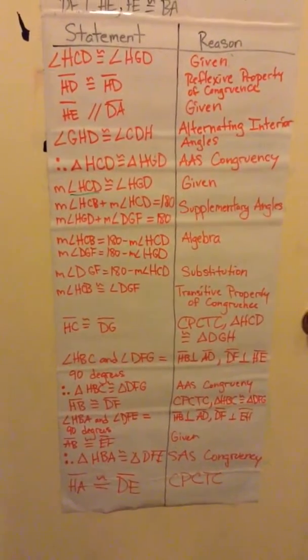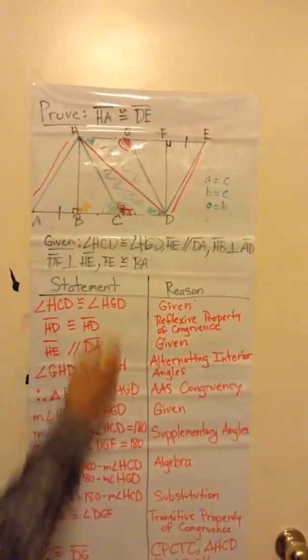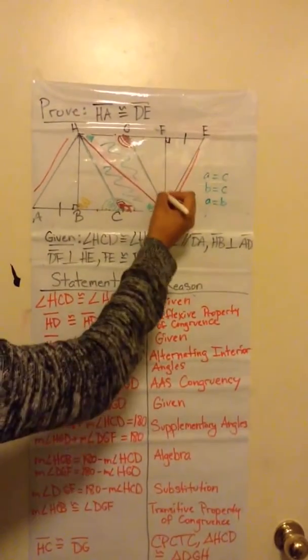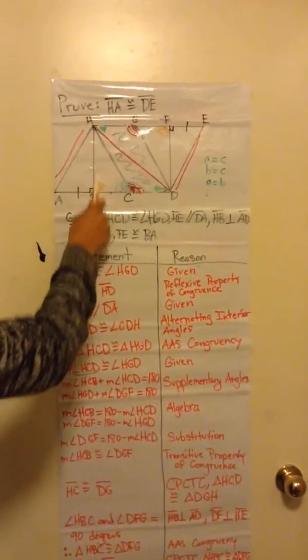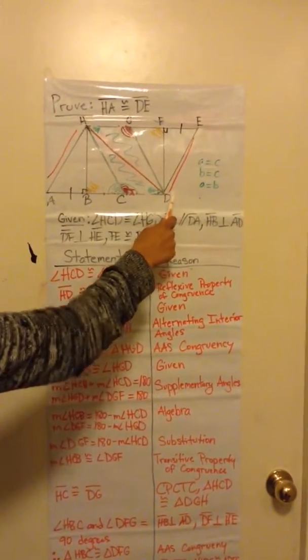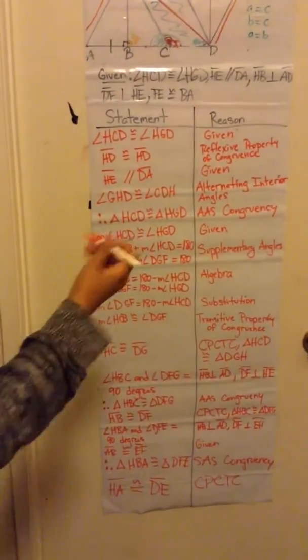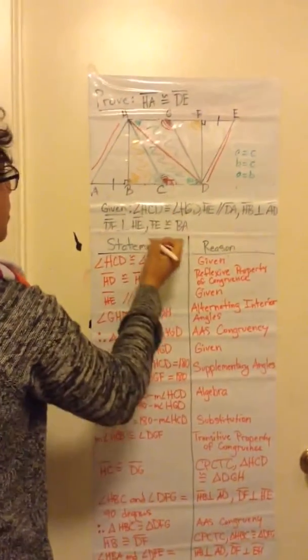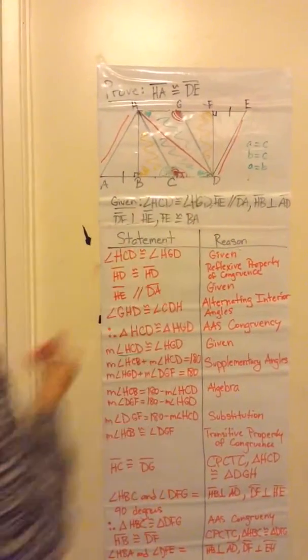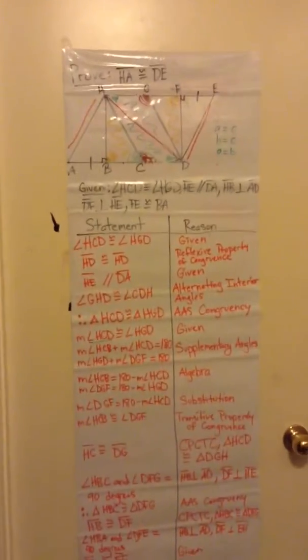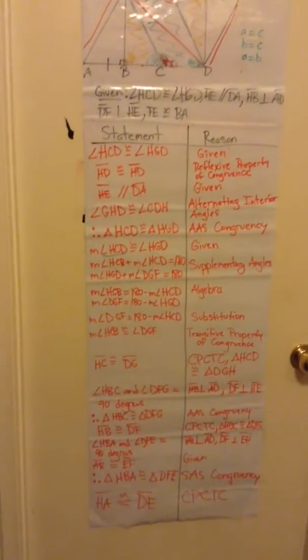So now, angle HBC and angle DFG right here, those are both equal to 90 degrees because we know that these two line segments are perpendicular, and perpendicular lines create 90-degree angles. Now we have enough information to say that triangle HBC is congruent to triangle DFG because of angle-angle side congruency. Now we can move on to proving that these two triangles are congruent.